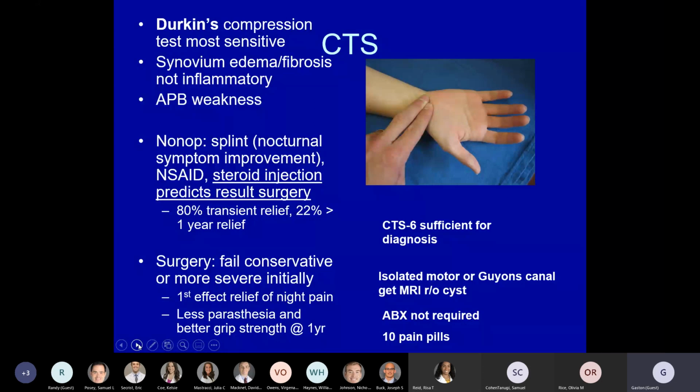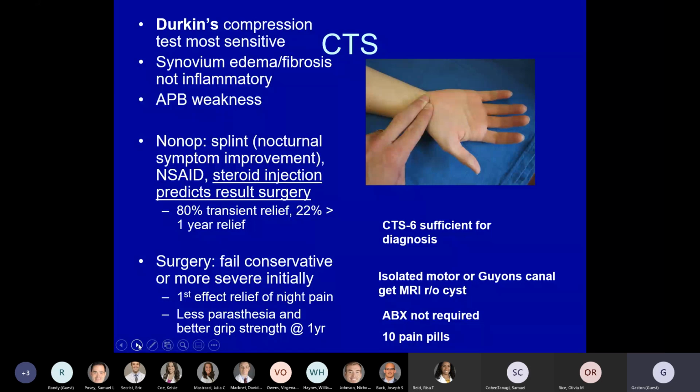Non-operative treatment for early stages should be used. Splints tend to help nighttime symptoms. Steroid injections are predictive of the results of surgery. And again, 80% will get at least transient relief from a steroid injection, and 22% will get 1 year relief. If conservative fails or they give you a more severe initial patient, you should consider surgery.